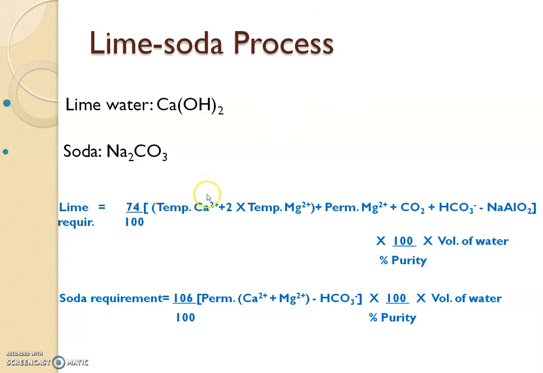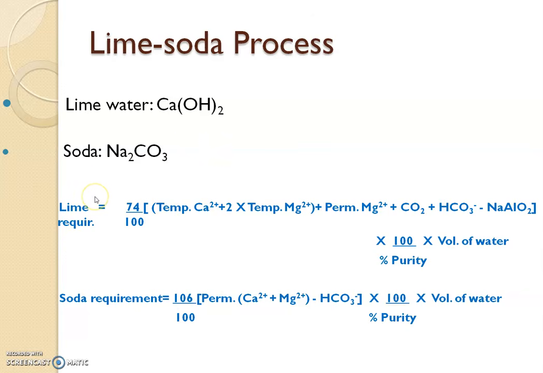What is lime? Lime is calcium oxide, and lime water is calcium hydroxide, whose chemical formula is Ca(OH)2. Soda is another substance whose chemical formula is Na2CO3. We call this washing soda, or simply soda.